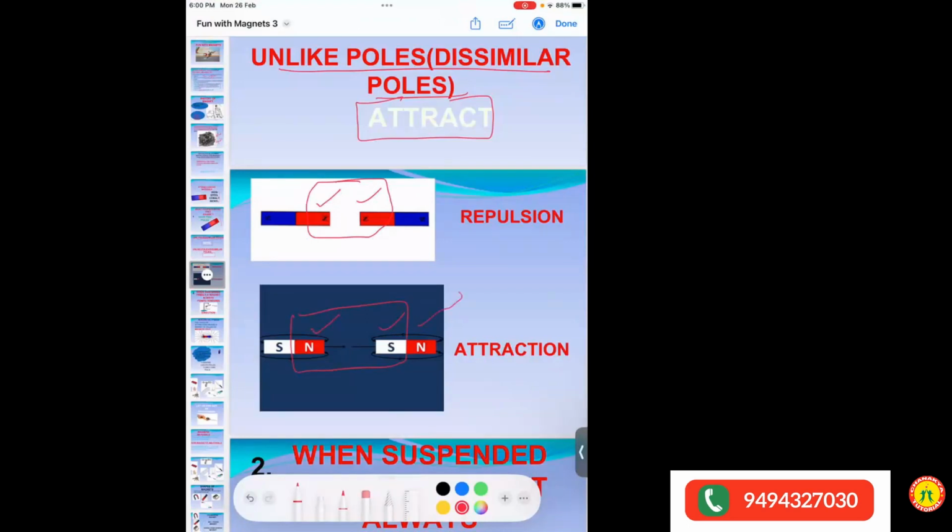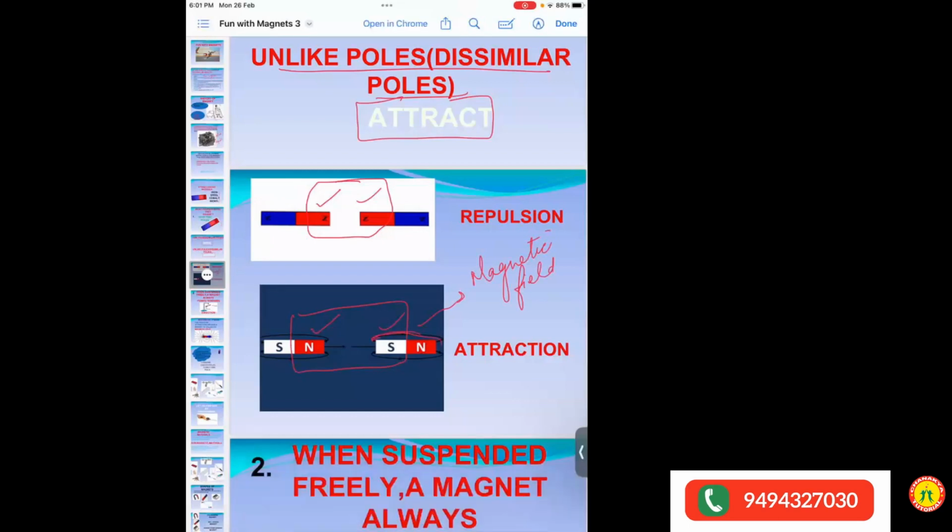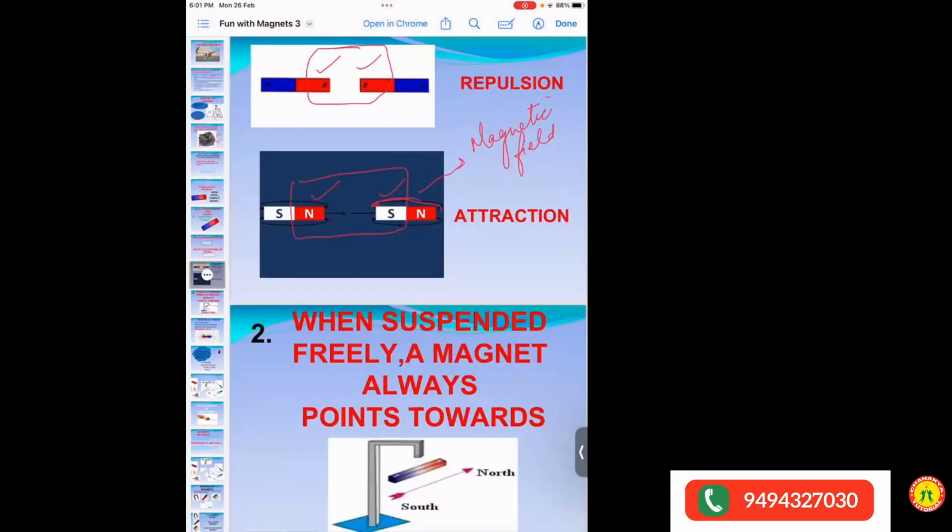Now why do they do so? They do it because of the magnetic field which is created around them. Around these magnets there are structures, like you can see the lines present there. These are called the magnetic field. This magnetic field shows the power of the magnetism. If more magnetic field is there, more magnetism will be there, and if less magnetic field is there, it will show less magnetism.